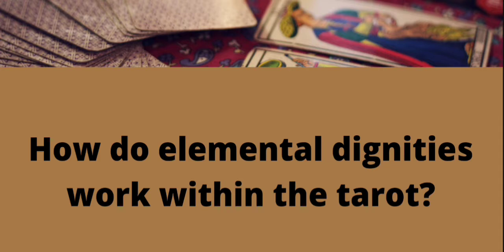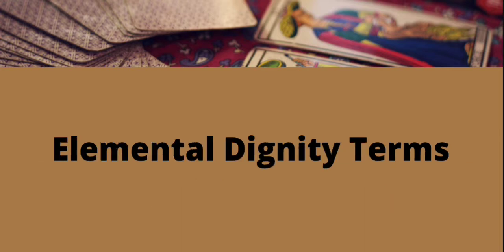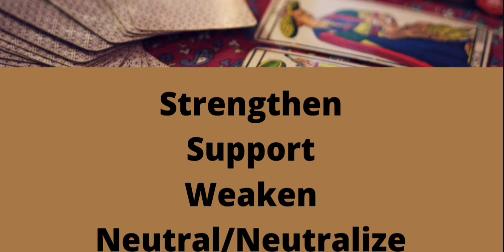Okay, so sometimes when you're reading a spread, it can help you determine what area of the spread has a lot of stronger energies in it versus what area of the spread maybe there's not such strong energies or emphasis on. So before we get into elemental dignities, there are some terms we need to define, because if you don't understand what these terms mean, when I start getting into the rules of the elemental dignities, you are not going to understand the rules at all. So these terms are strengthen, support, weaken, and neutral or neutralize, depending on what you are reading.